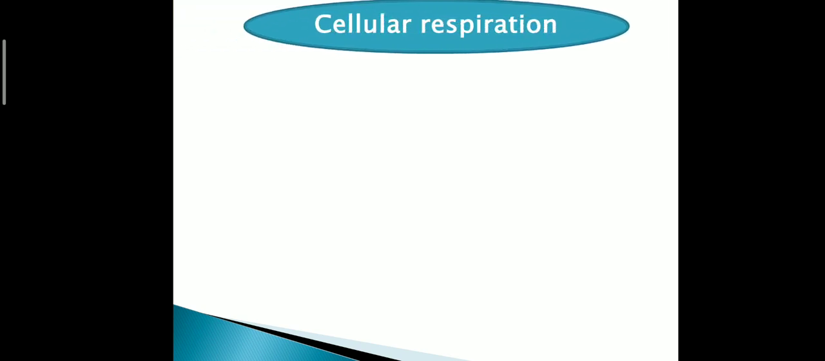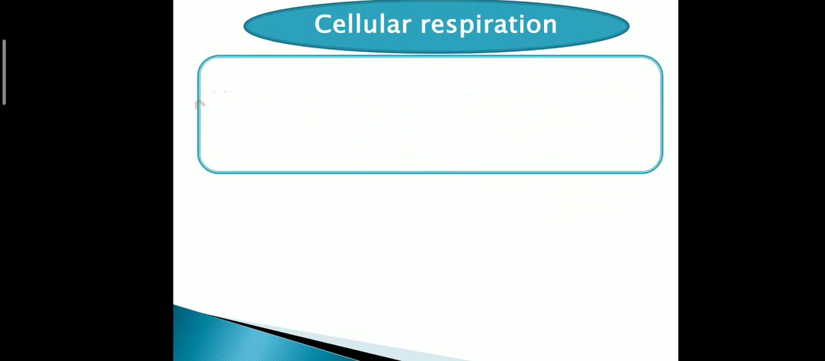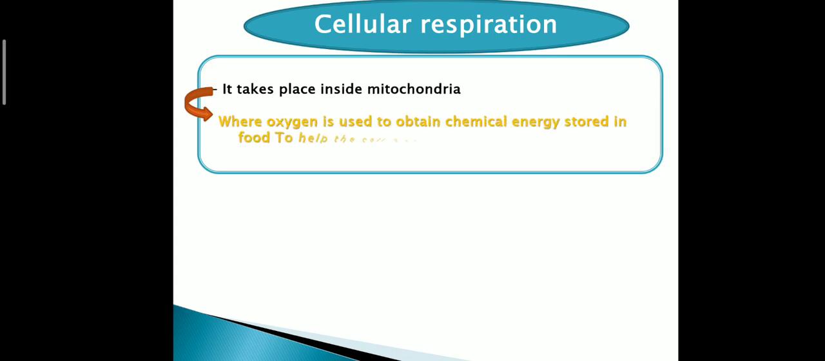We want to know what is meant by cellular respiration. Cellular respiration is a process that takes place inside mitochondria, and in this process, mitochondria use oxygen to obtain chemical energy stored in food to help the cell perform its functions.